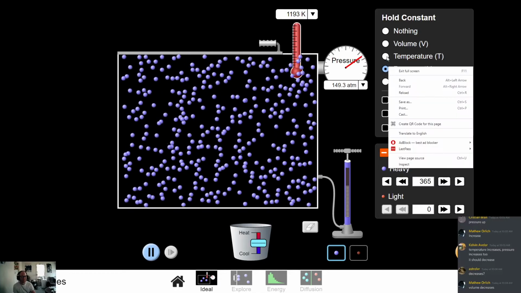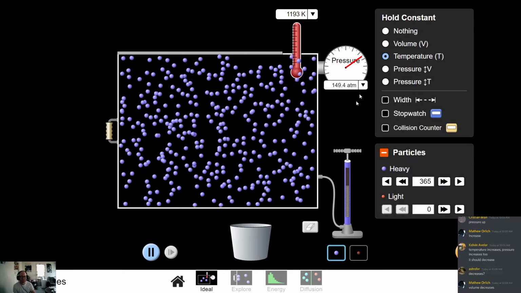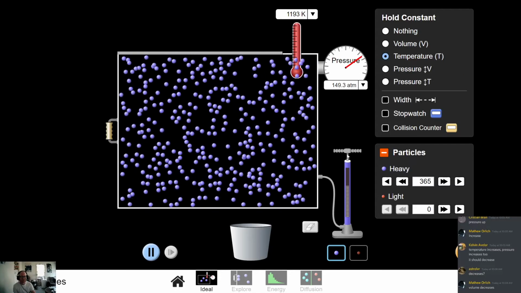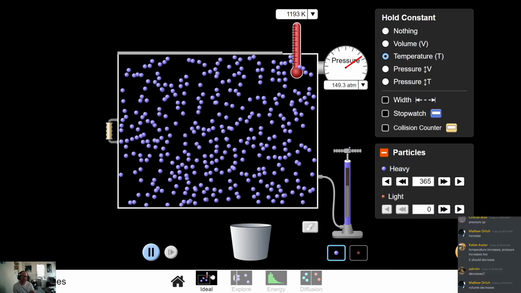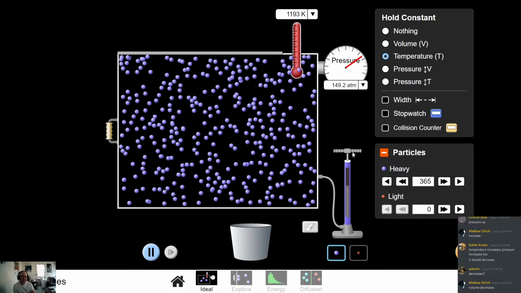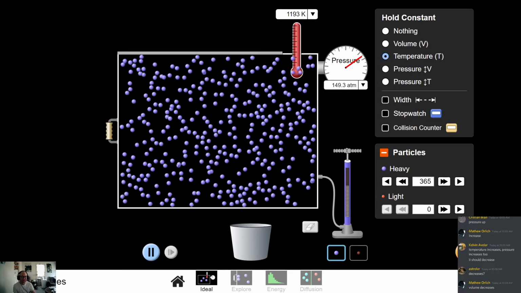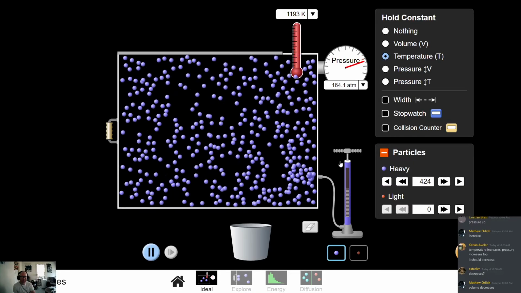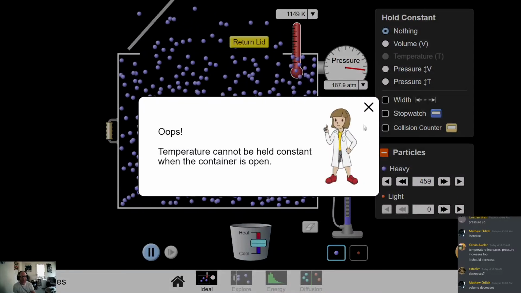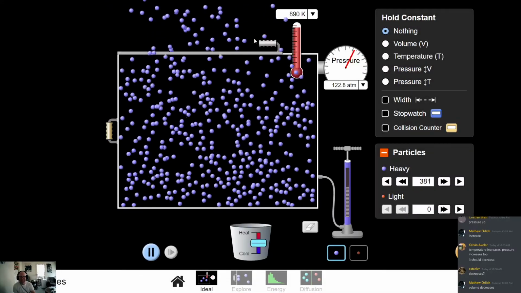What else can we do here? If we hold temperature constant, no, we can't really change anything then. Oh, well, that's another thing we can change, is we can increase the amount of moles of the substance. I wonder if you hold temperature constant and you do this, what's going to happen? The pressure, okay, that's what's going to happen. Okay, return lid.